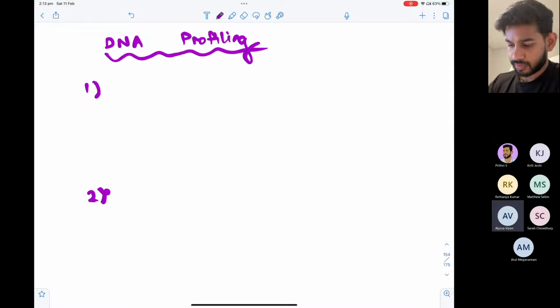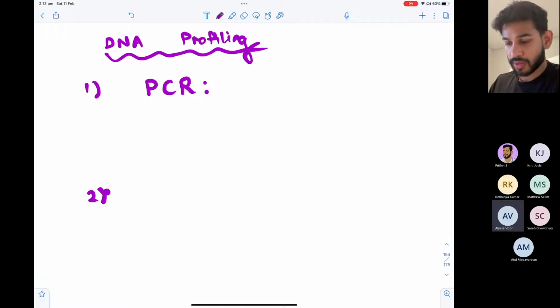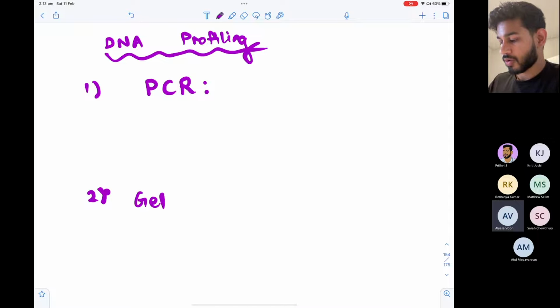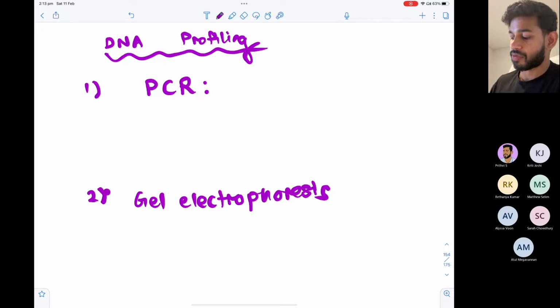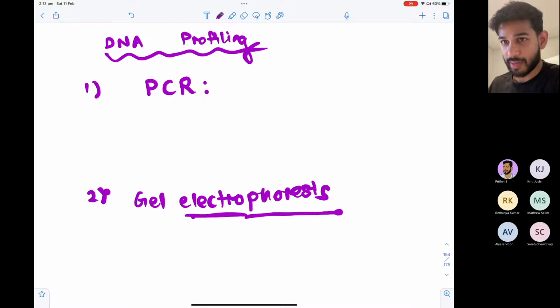Amplifying or replicating DNA using polymerase chain reaction. Perfect. The second one is, I think, the gel electro thingy. Good. Gel electrophoresis, right? Phoresis means separate. Electro means using electricity to separate. Where is it happening? In a gel vat.